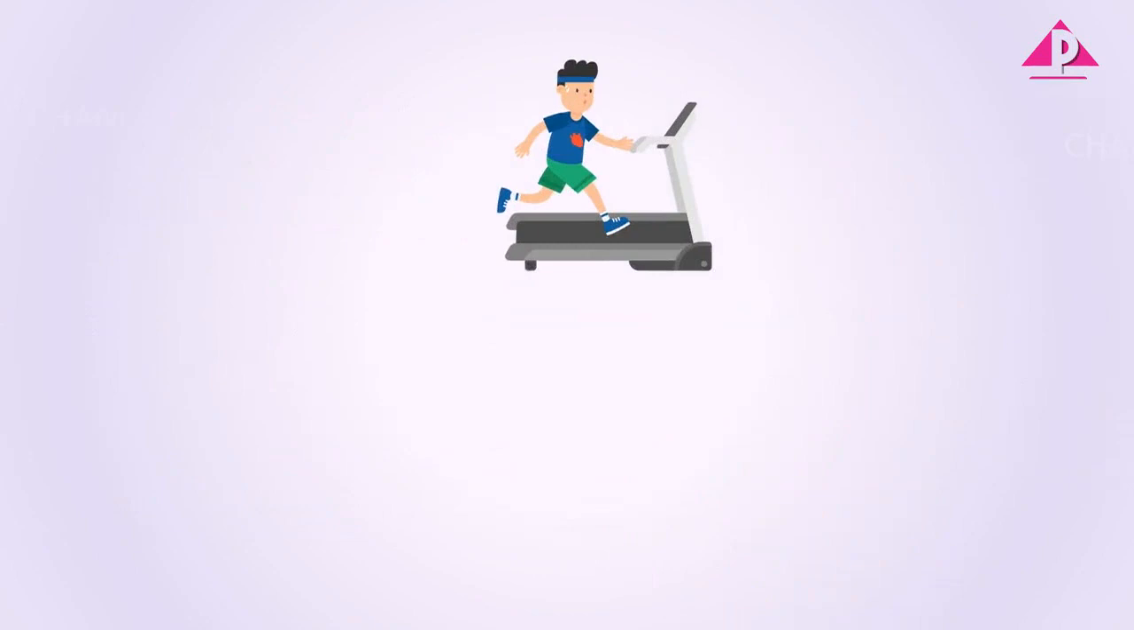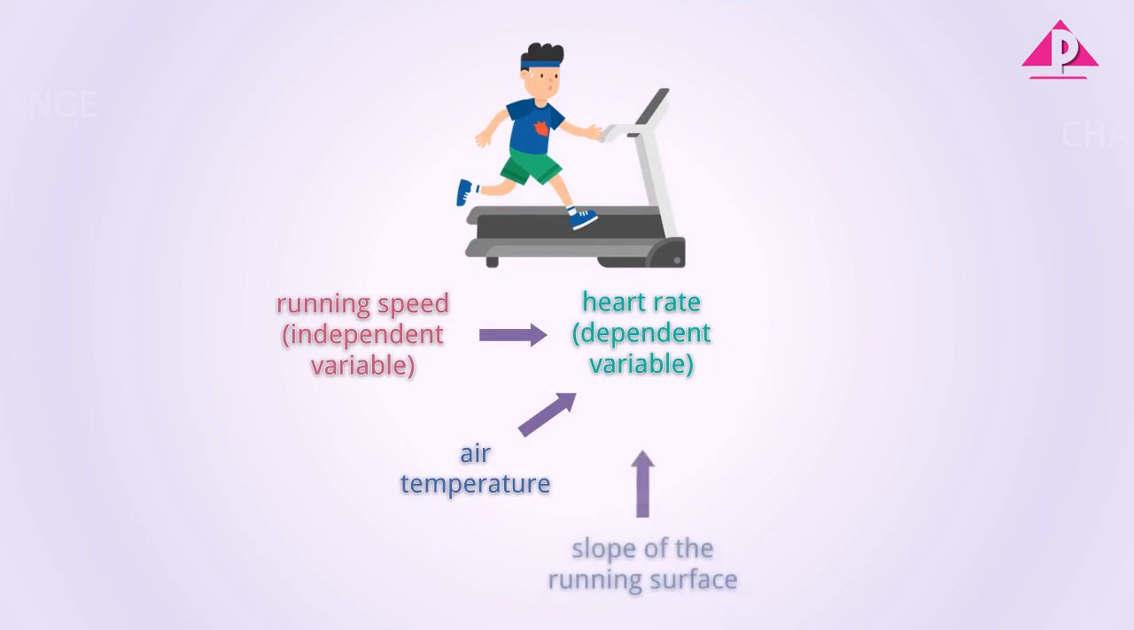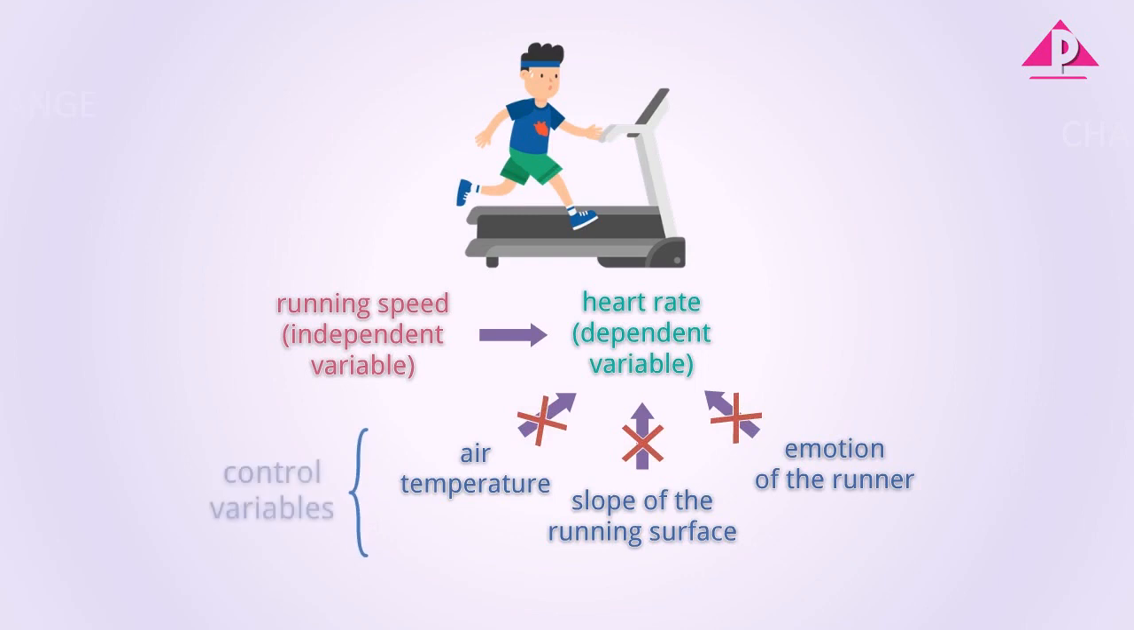Back to the example. There are a number of factors other than running speed that could affect the runner's heart rate. These include air temperature, slope of the running surface, and emotions of the runner. We should try our best to keep these factors constant in the whole investigation. These are the control variables.